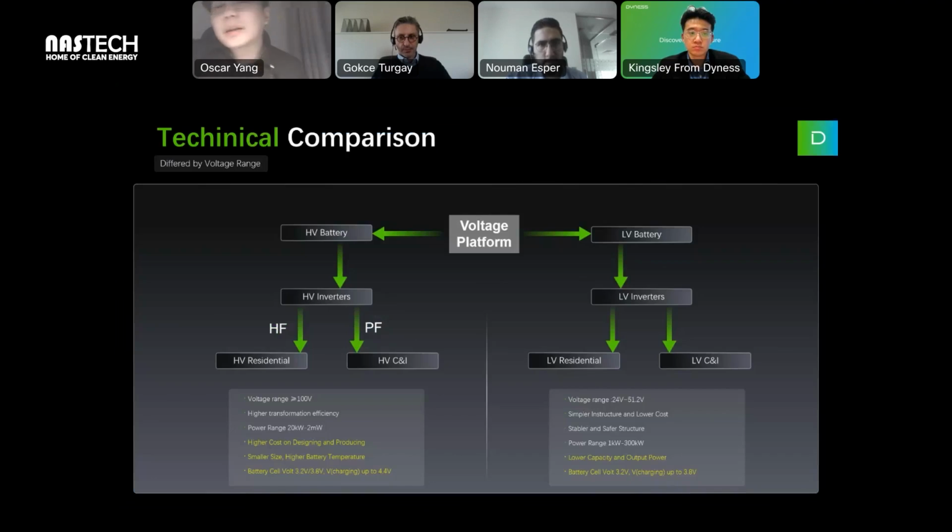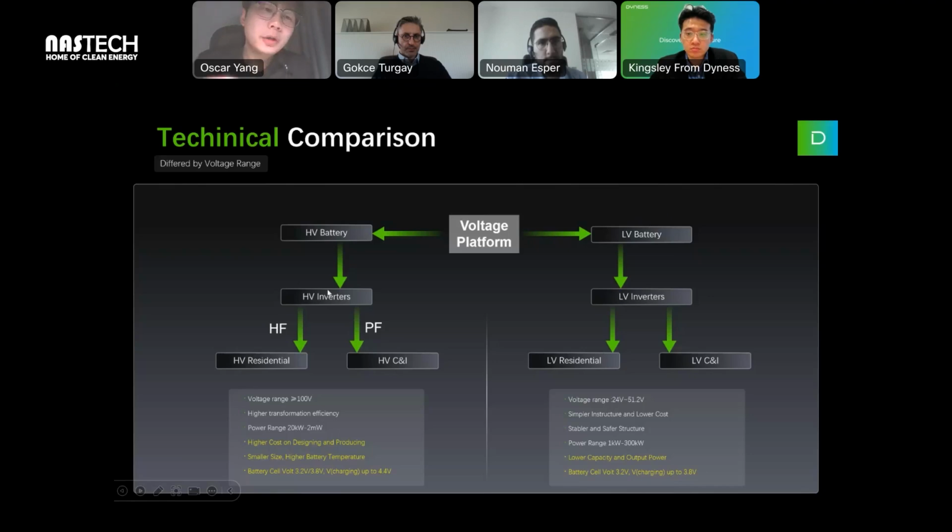Before we start all of the things, I will bring on some common sense here for high voltage and low voltage batteries and systems. So we all know that divided by different voltage platforms, we have a high voltage battery and a low voltage battery. Now we are focusing on the low voltage battery.